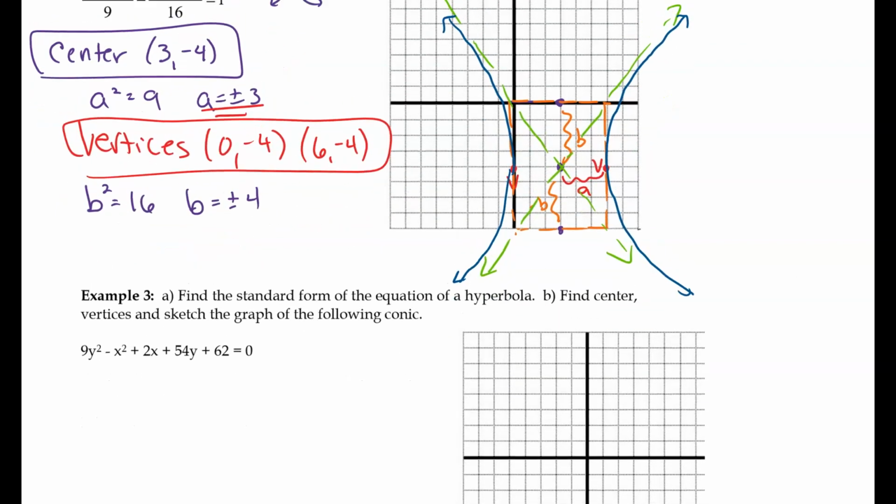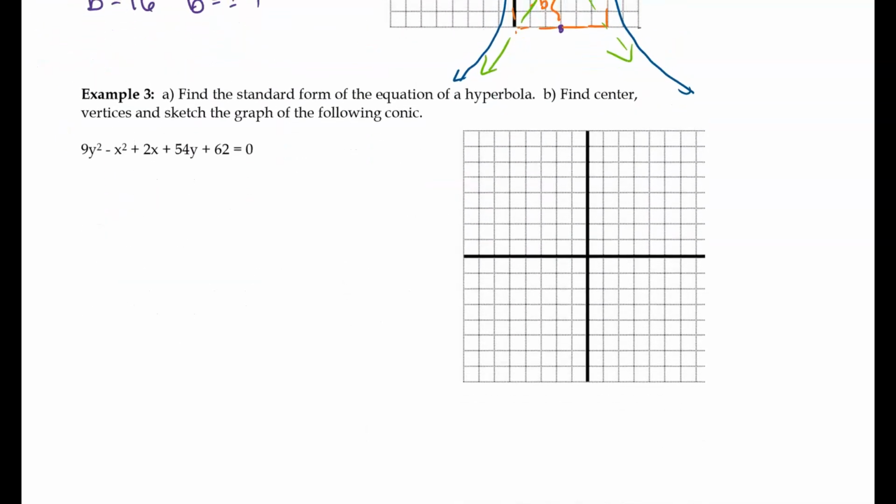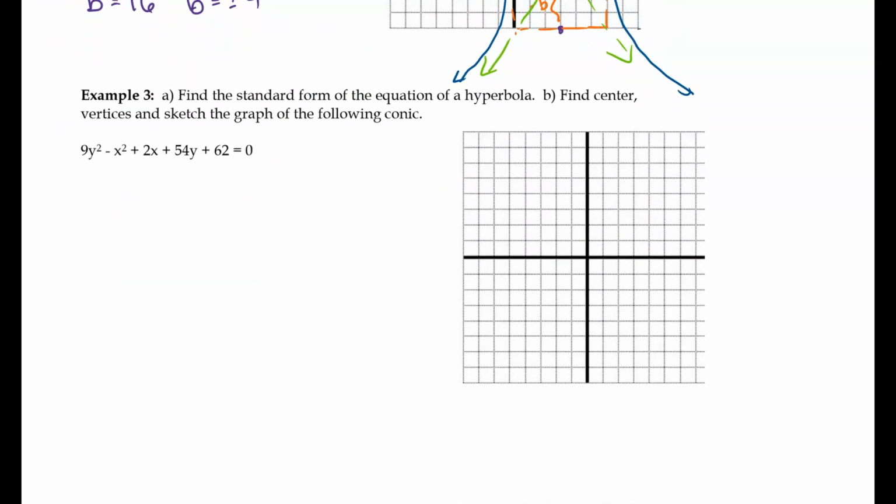Okay. I know I'm going through this fast, but I'm trying to so you don't have to have long notes today. All right, now next thing I'm going to ask you to do is find the standard form of the equation of the hyperbola, then find the center and vertices and sketch the graph. Basically, now we're going to be using completing the square.